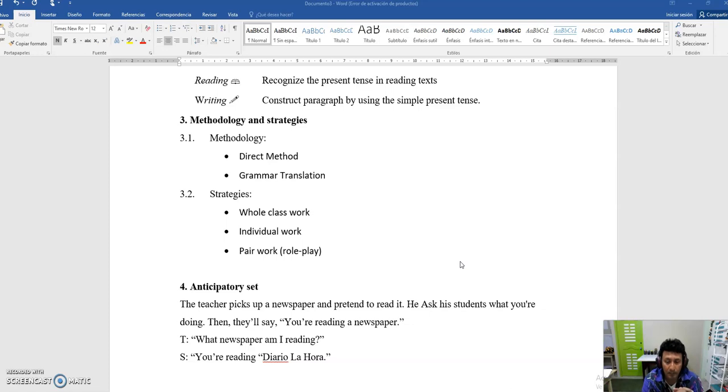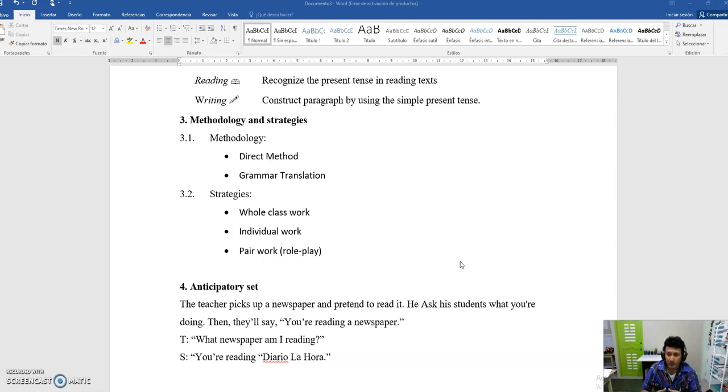The first step of the lesson plan is the anticipatory set. Here I will pick up a newspaper. It could be any paper, and I pretend to read it. So I will ask my students, what are you doing? And they have to watch me, and they have to say, you are reading a newspaper.